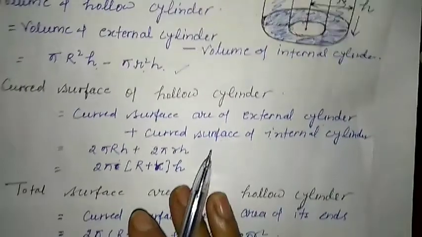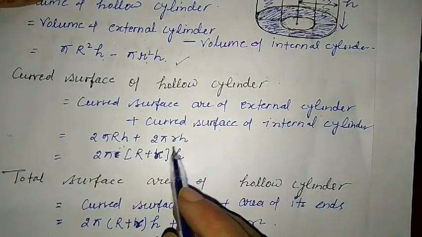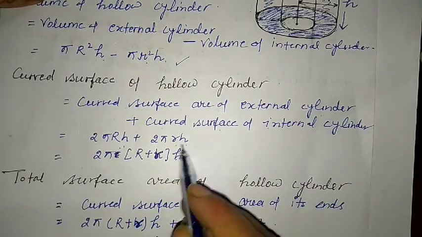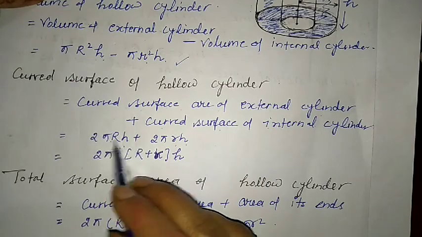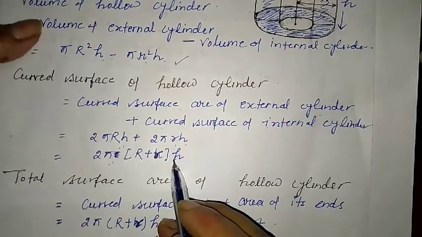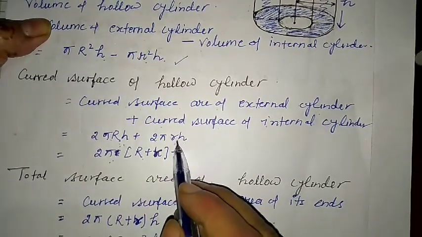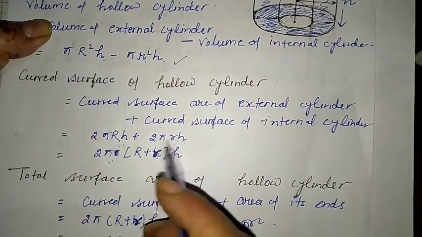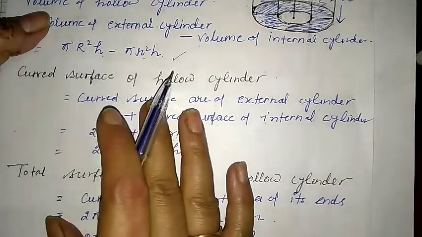So that's why we are having here 2 pi R h plus 2 pi small r h. So 2 pi can be common out, here is remaining capital R, and h also common out. Here is remaining capital R, here is remaining small r. Now the total surface area, this is the curved surface area.